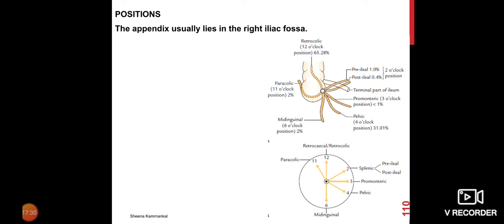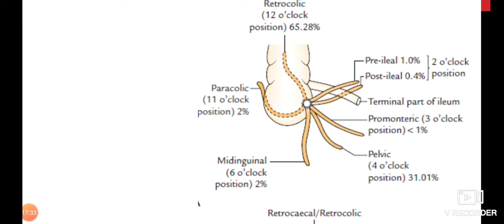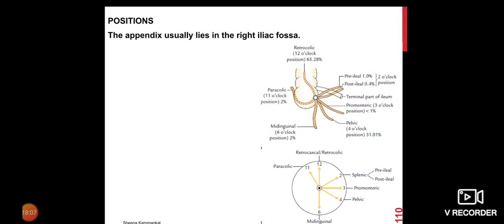It usually lies in the right iliac fossa. You can see the appendix in various directions. It can be presented medially, sometimes above the ilium, sometimes behind the ilium. If you consider this as a clock, the appendix can be present at the 12 o'clock, 2 o'clock, 3 o'clock, 4 o'clock, 6 o'clock or 11 o'clock position. So at different positions, the tip of the appendix can be present.